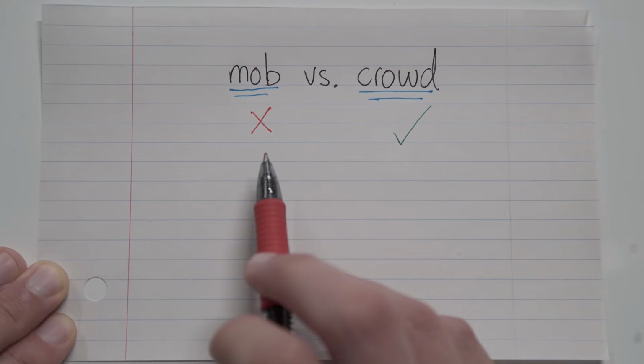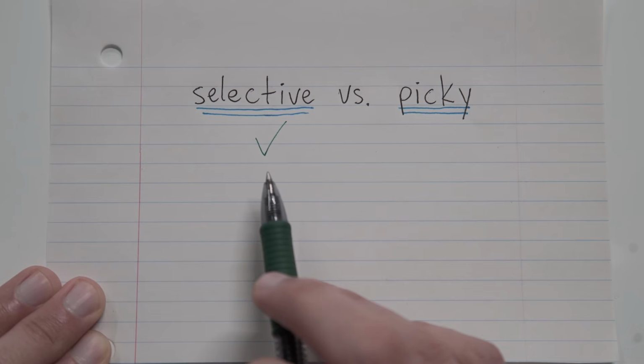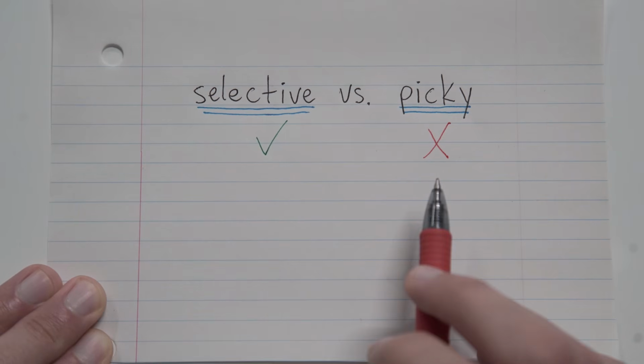Okay, last one. Selective and picky. Well, both of these words have pretty much the same denotation. They both mean that you're very careful in your choice of things. But which of these has a more positive connotation, and which of these has a more negative connotation? Answer is, selective is more positive, while picky is more negative.